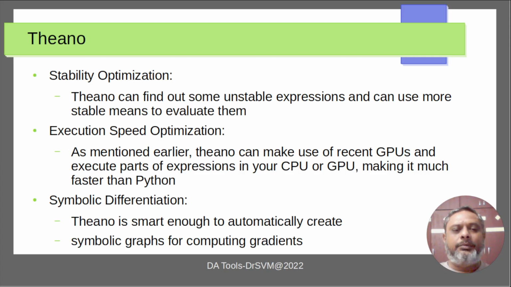Execution speed optimization: as mentioned earlier, Theano can make use of recent GPUs and execute parts of expressions in the CPU or GPU, making it faster than Python. Symbolic differentiation is possible. So Theano is smart enough to automatically create symbolic graphs for computing the gradients.